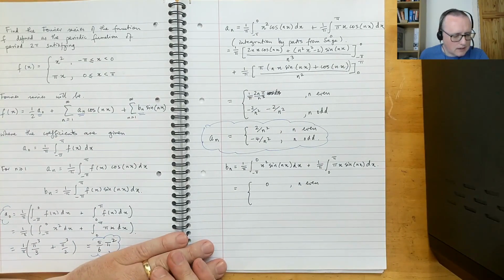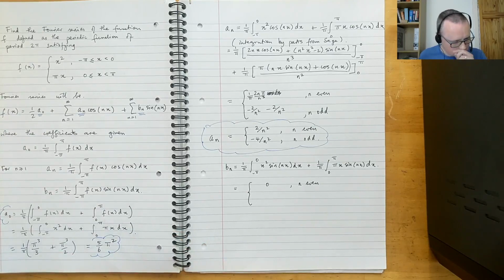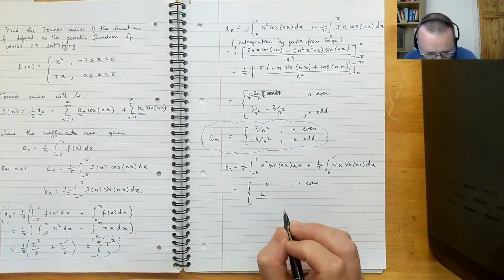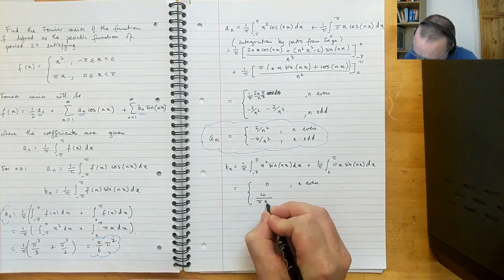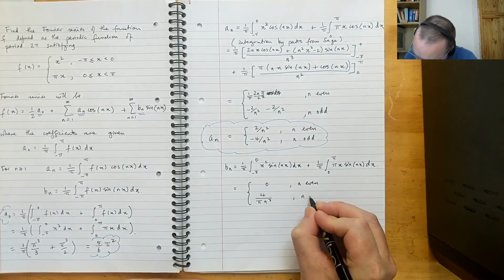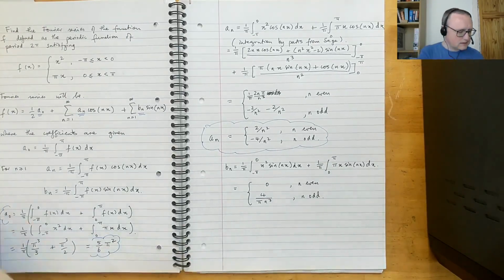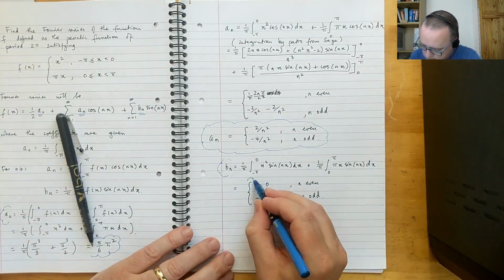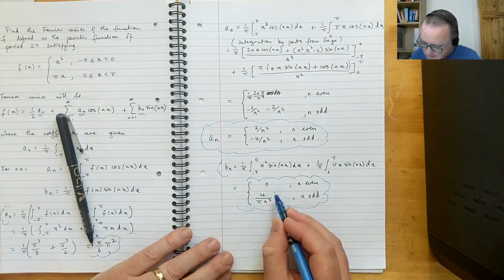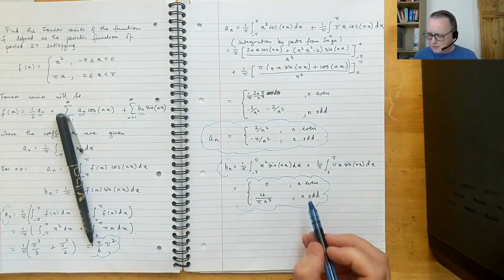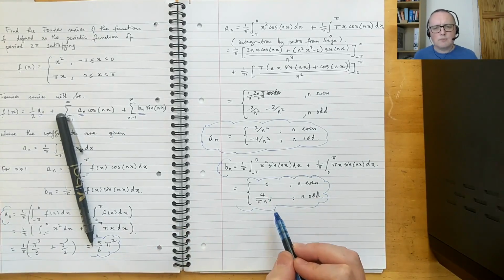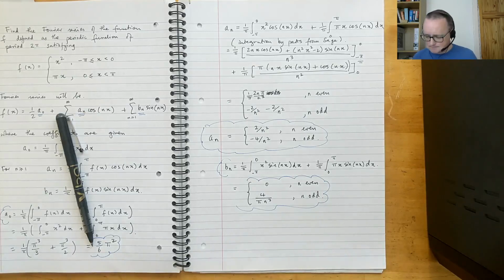And when n is odd, we have 4 over pi n cubed. Okay, so you can take that as a little exercise to work through those integrals and the evaluations, and you should get these expressions here. 0 for bn when n is even, and 4 over pi n cubed for bn when n is odd.